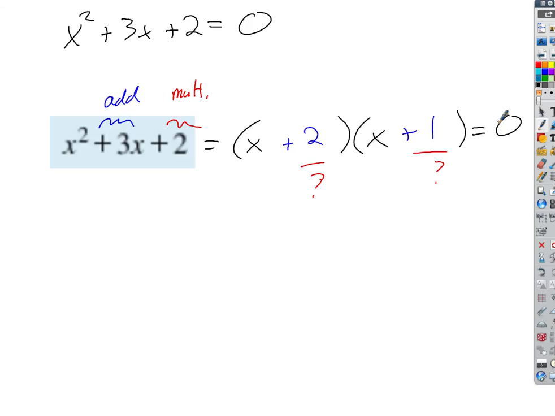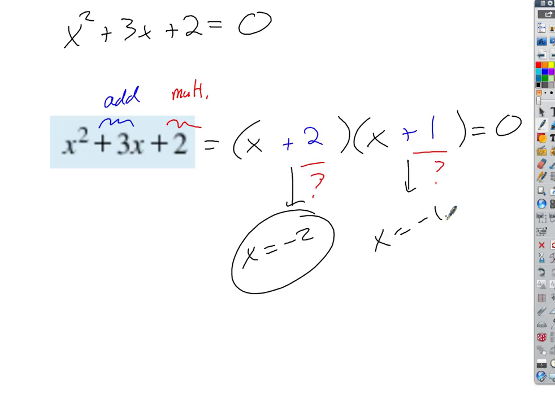-2, right? -2 plus 2 would equal 0, and so one solution would be x equals -2. What's the value of x that would make this factor 0? Because that's the only way I can get 0, is by multiplying by 0. So either that factor has to be 0 or that one does. What's this one going to be? -1, right? Those are my answers.